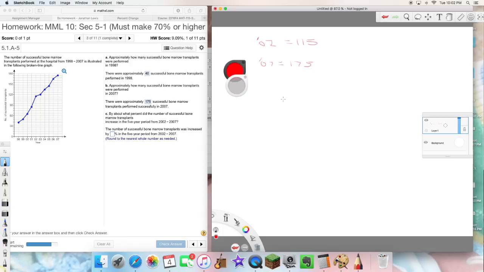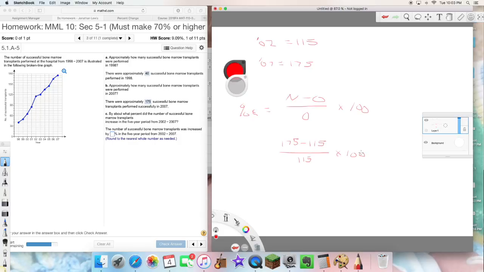Well, this is a percent change problem. It's the new minus the old, divide by the old, times 100, because this is a percent change problem. There we go. Percent change. So we plug in what we know. We know that our new happens to be 175. We know that our old is 115. And so we put all those in the correct spot in our equation, and we work this out.